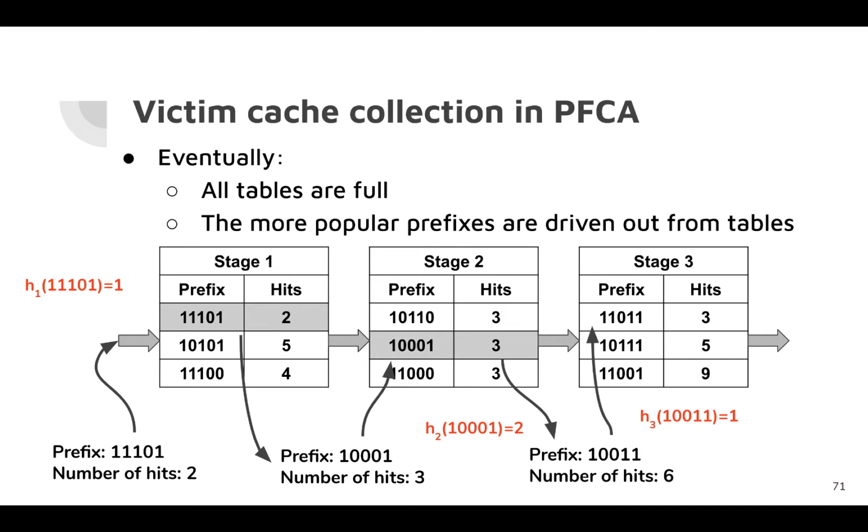Finally, the prefix 10011 collides with the first entry of the stage 3 table, because its hash function at the stage 3 table is 1, so the collision happens with the prefix 11011, and that prefix is less popular, so it stays in the table of the first stage. So the prefix 10011 with 6 hits is removed from the filter.